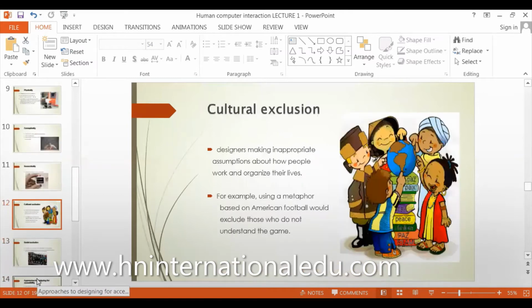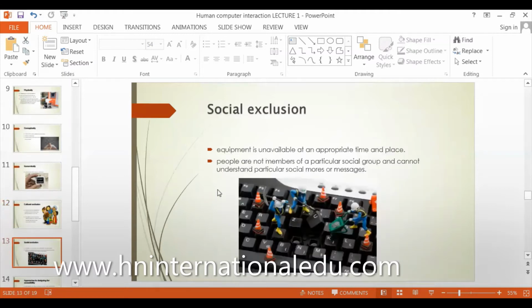Third is cultural exclusion. As I told you earlier, designers make inappropriate assumptions about how people work and organize their lives. For example, an interface or any app you're using in America, you cannot use the same in the UAE, or in Africa. For example, using a metaphor based on American football would exclude those who do not understand the game.